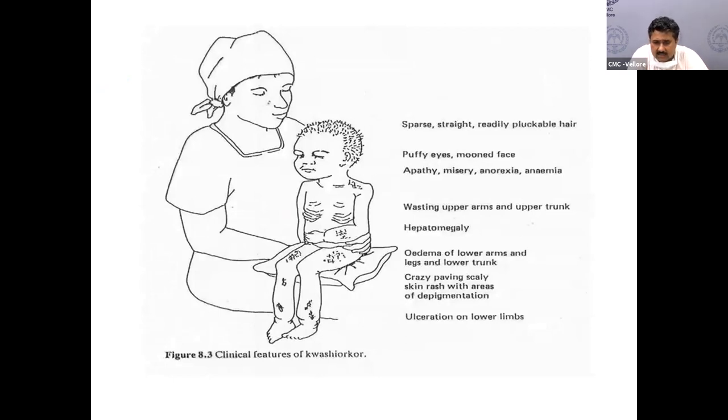You are seeing sparse hair, a puffy face with apathy and wasting. They can have hepatomegaly. They can have this peculiar type of characteristic skin lesions, which might lead to ulcers too.